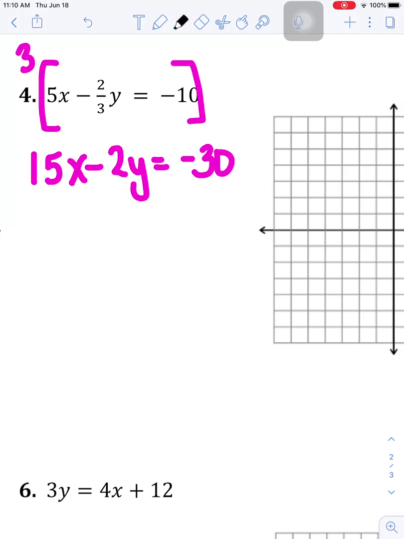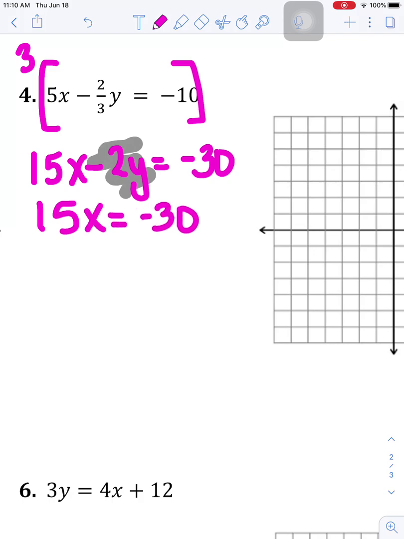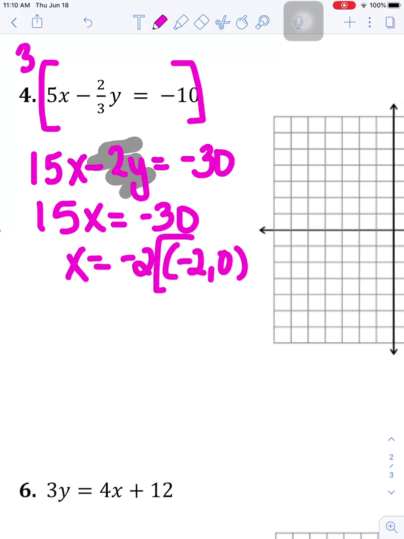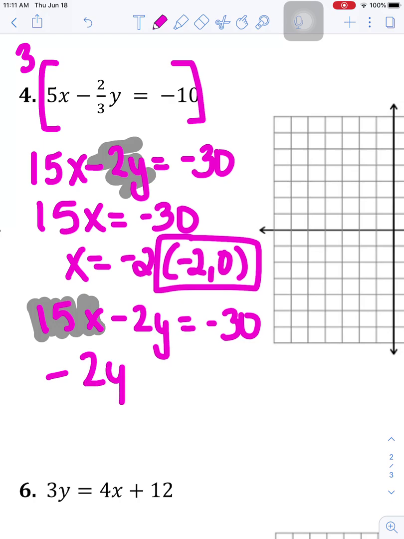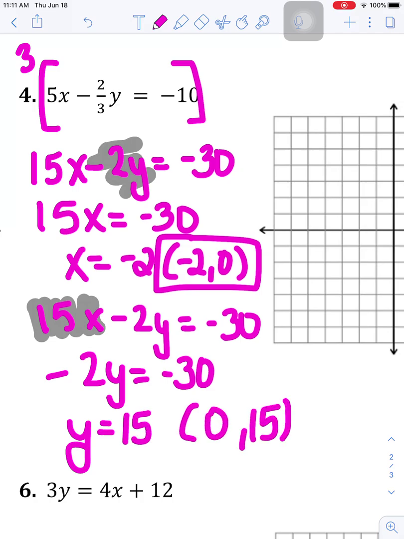All right, so if we go to get the x-intercept, we're going to zero out the y. That leaves us with 15x equals negative 30. If we divide, x is negative 2. So our ordered pair is negative 2, 0. I'm going to recopy that equation of 15x minus 2y equals negative 30. And now in this case, we need our y-intercept. So to get the y-intercept, you zero out the x. That leaves you with a negative 2y equals negative 30. And when you divide by negative 2, we end up with a positive 15. So that's going to be 0 and 15.